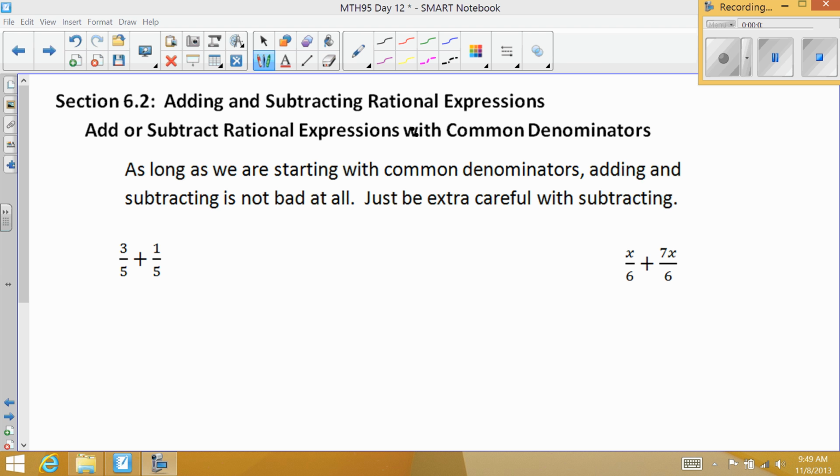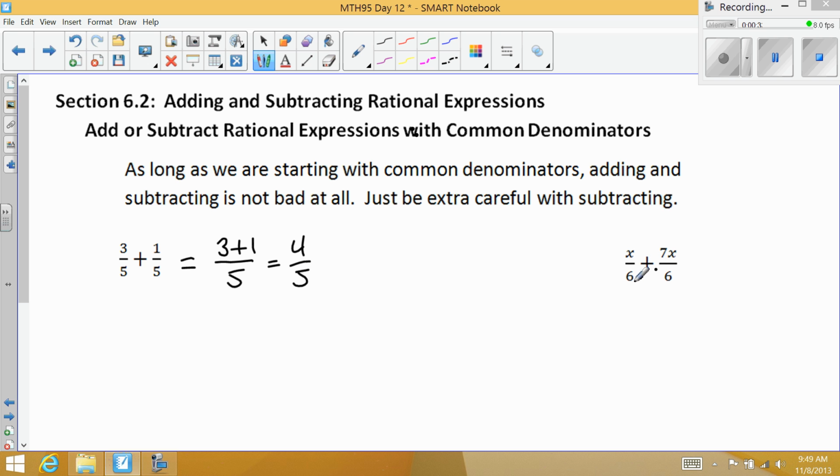When we're adding and subtracting rational expressions, we need to have common denominators. As long as our rational expressions already have common denominators, these aren't going to be bad at all. If we're adding, say, 3/5 plus 1/5, our rules of addition tell us we can add the numerators and keep the common denominator, and we simply have 4/5.